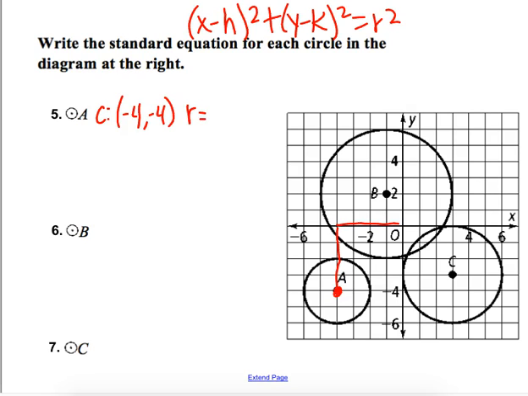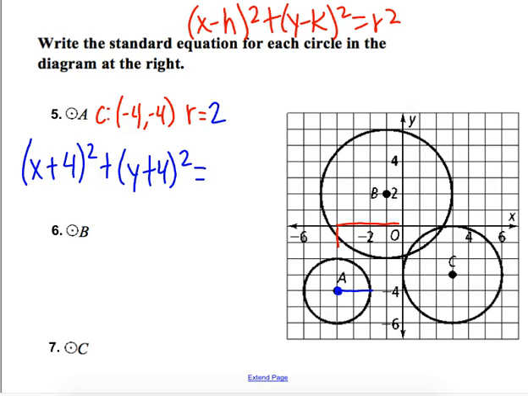Now let's find our radius. So what I would do is I pick my center and go across until I hit my side. 1, 2. Radius of 2. Now plug it into our equation. X minus our x coordinate plus y minus our y coordinate equals our radius squared, so I get 4. Let's try it again with circle B.